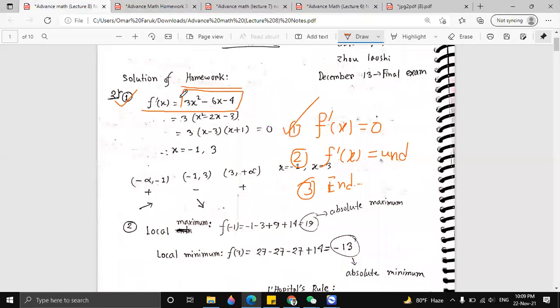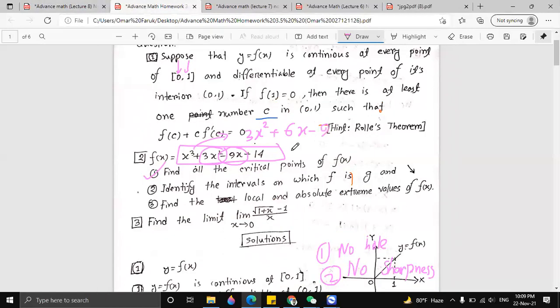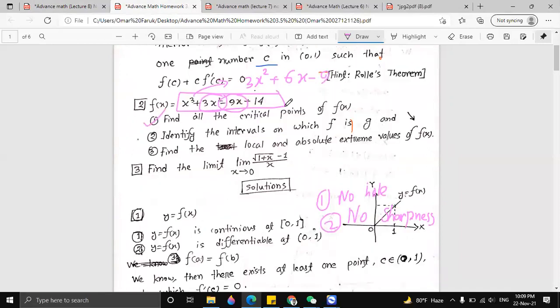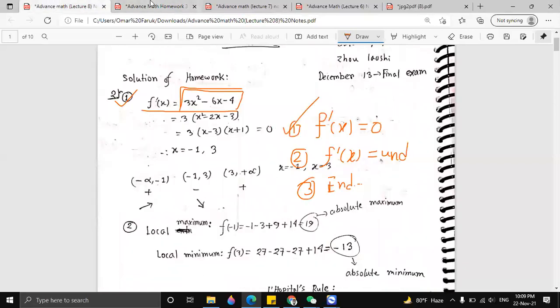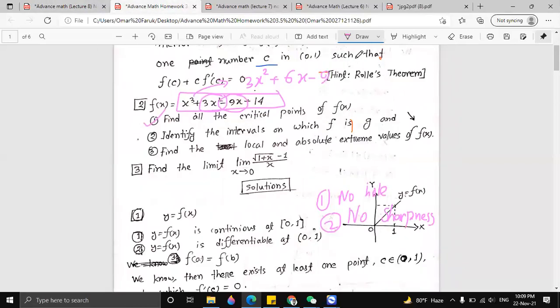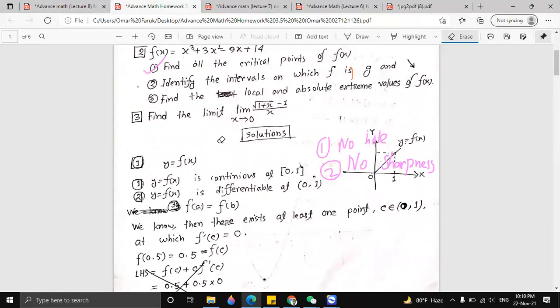So we get 3x squared plus 6x minus 4. Why minus 4? 3x squared plus 6x minus 6x. Maybe you have made a mistake writing. Okay, let me see again.